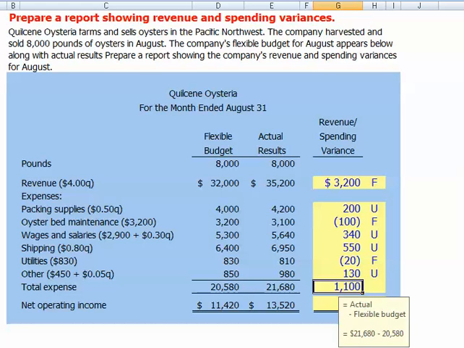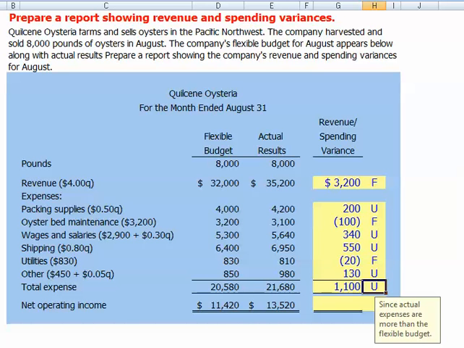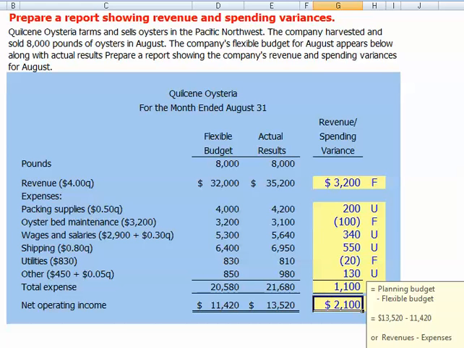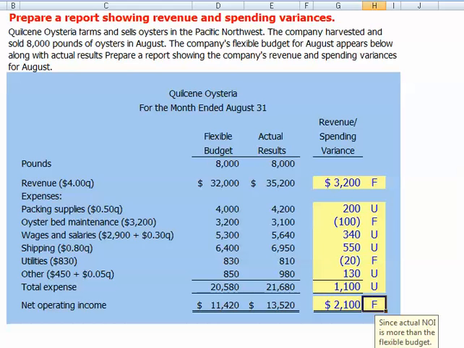Our total expenses are $1,100 higher than our flexible budget, and so we have an unfavorable overall spending variance. In terms of net operating income, our net operating income was $1,200 higher than we would have expected based on 8,000 pounds of oysters, and so we have an overall favorable variance.